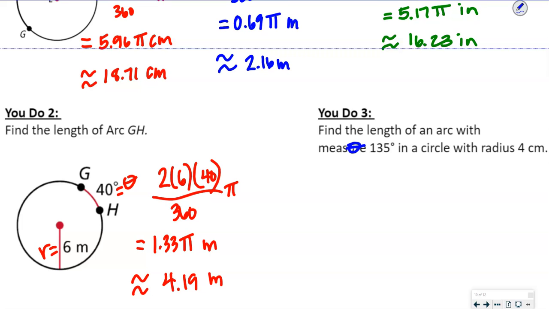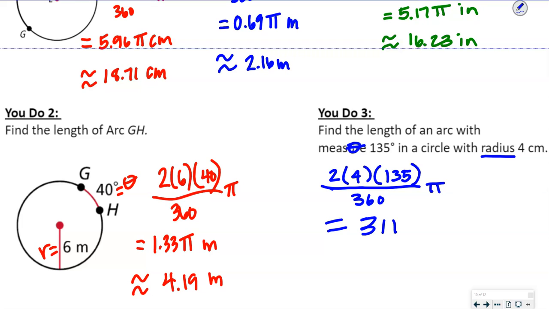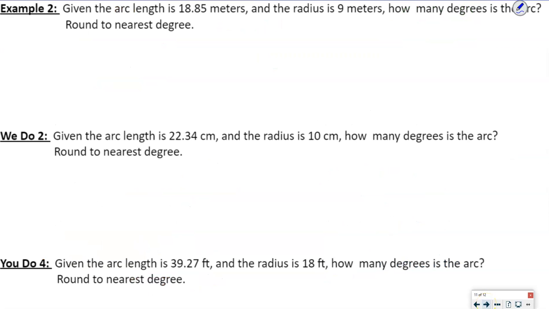Theta is 135. Our radius is obviously our radius. So 2 times pi times 4 times 135 divided by 360. Leave your pi for last. Okay? So when we do that, I got 3 pi centimeters. And then when I multiply 3 times pi, my approximate answer was 9.42 centimeters.